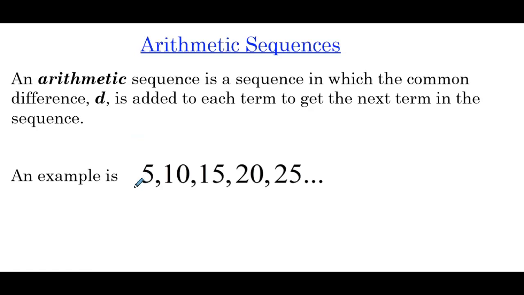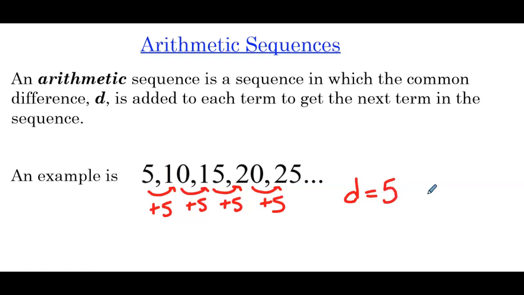If we look to get from one term to the next, we have to add 5. And to go from 10 to 15, we have to add 5. 15 to 20, add 5. 20 to 25, add 5. So we're adding 5 each time to go from one term to the next. So the common difference, which we denote with a lowercase d, in this sequence is equal to 5.